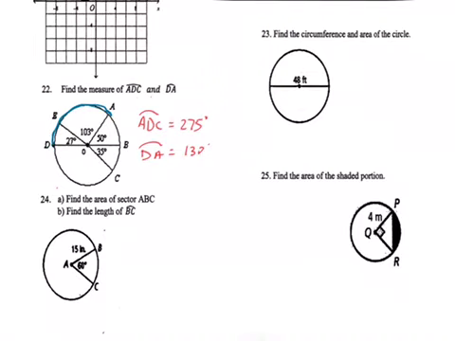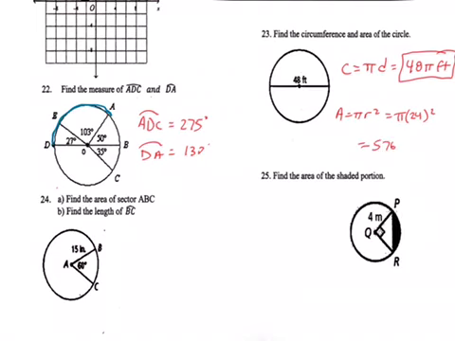23 wants the circumference and the area. So circumference, we would have pi times diameter, which in this case is going to be 48 pi feet. And then area, pi r squared. Well, in this case, your diameter is 48, so your radius is 24. So you've got pi times 24 squared. So your area in this case is going to be 576 pi feet squared.